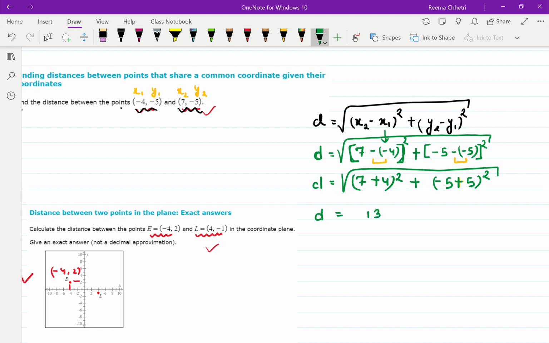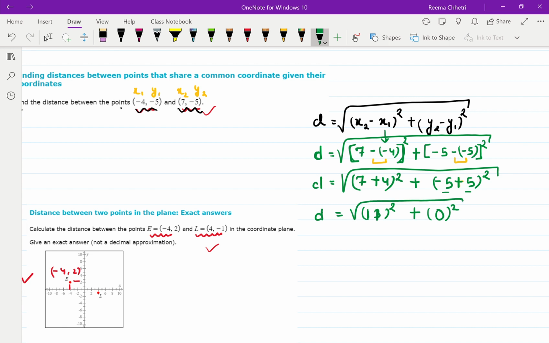Now to find the value, 7 plus 4 is how much? 13. 13 whole square, right? No, not 13, 11. It will be 11. 7 plus 4 is 11. Plus -5 and +5. One is negative, one is positive. That means it is 0 whole square.